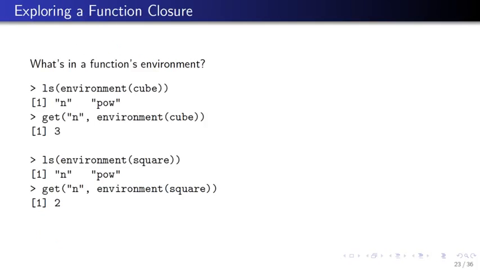So how do you know what's in a function's environment? You can look at the environment in which the function was defined by calling the ls function. If I call ls on the environment for cube, you can see that inside the cube function there's an object called n, and if I use get on n, you'll see that the value of n is equal to 3. That's how the cube function knows to raise the argument to the third power, because it's already defined in its closure environment. Similarly, the environment for square has the exact same objects in it, but now the value of n is equal to 2 in the square function.